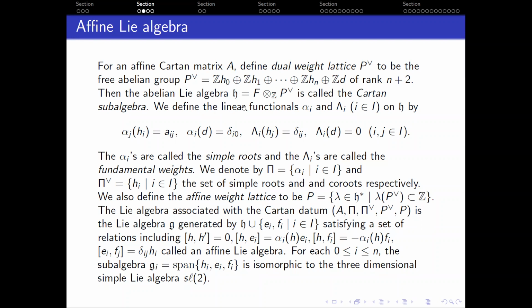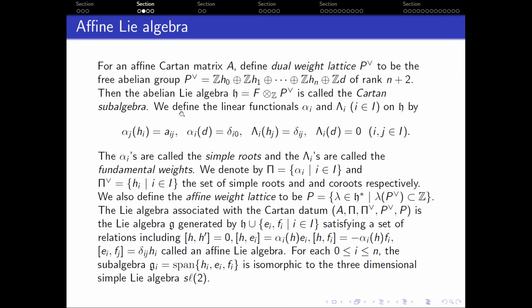And then you just take the corresponding vector space spanned by P check. That's the Cartan subalgebra of the Lie algebra. And we define the linear functionals alpha_i and capital lambda_i on H, just as I told you before. Alpha_j(h_i) is a_ij.